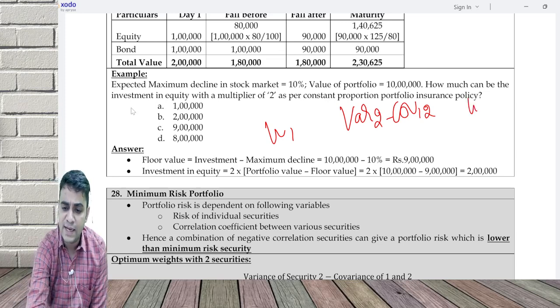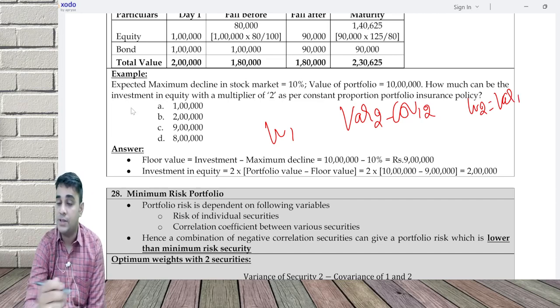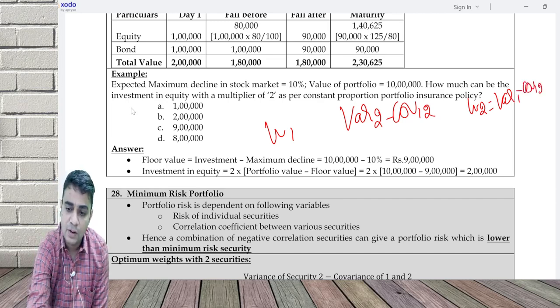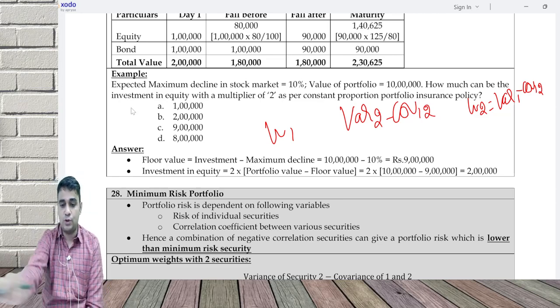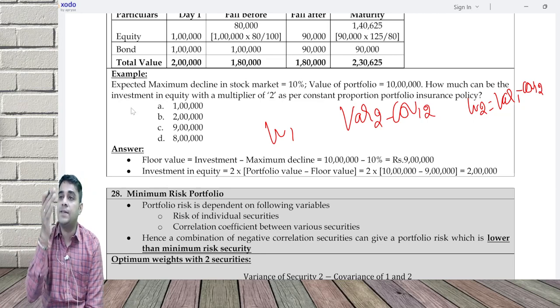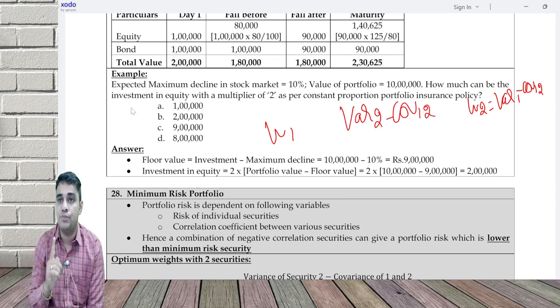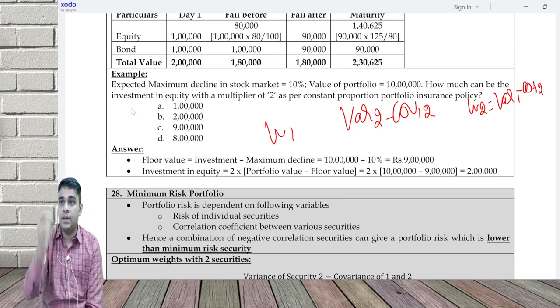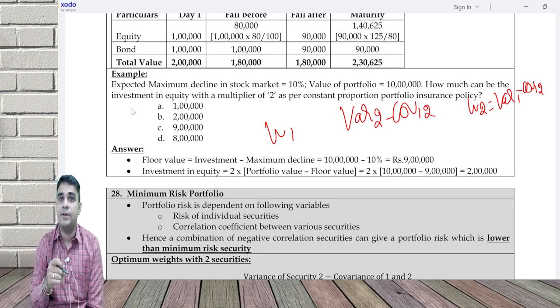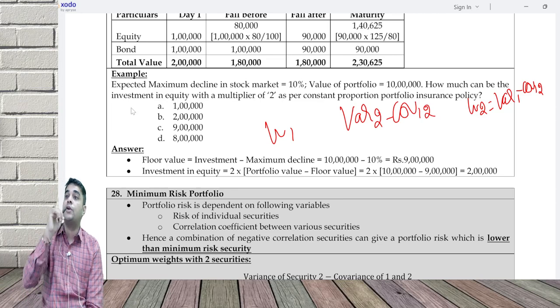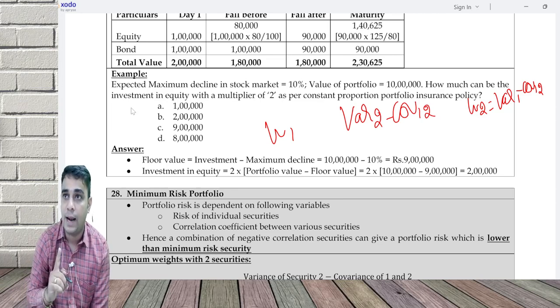You want the weight of the second security, variance of the first security. Again subtract the covariance. Can you tell me the total of these two? Just add variance 1 plus variance 2 minus 2 covariance 1, 2. That is your denominator, so that both add up to one. This plus this divided by the total of them, so that our total will add up to one.